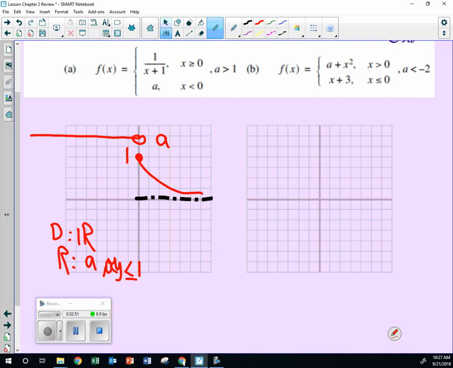So you put in, see how x is greater than or equal to 0? We put a 0 in, and 1 over 1 is 1. Right. Put a. But the x value is 0. X is equal to 0. F of 0 is 1. And then a is whatever you choose it, as long as it's greater than 1.